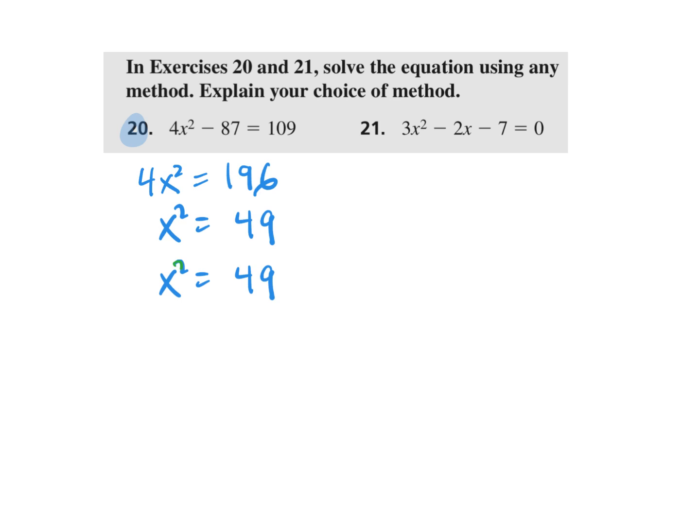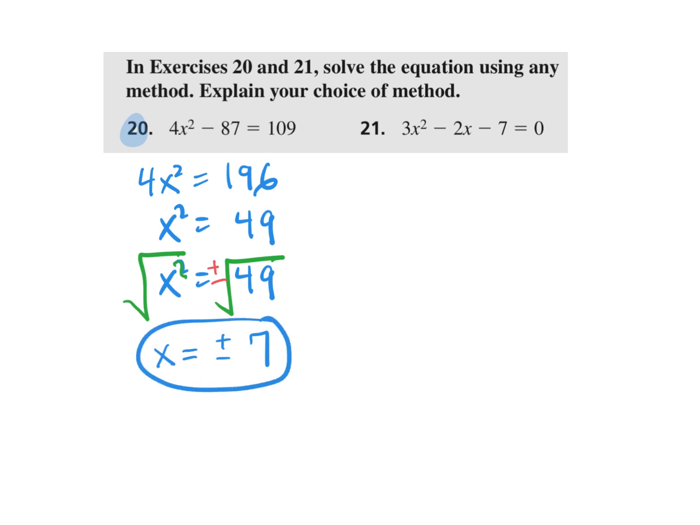Now to get rid of this squared, we'll do the opposite or inverse operation of squaring, which is the square root. And don't forget that you'll have two answers, a positive and a negative answer in this case. So on the left we have x is equal to positive 7 or negative 7. And this problem is complete.